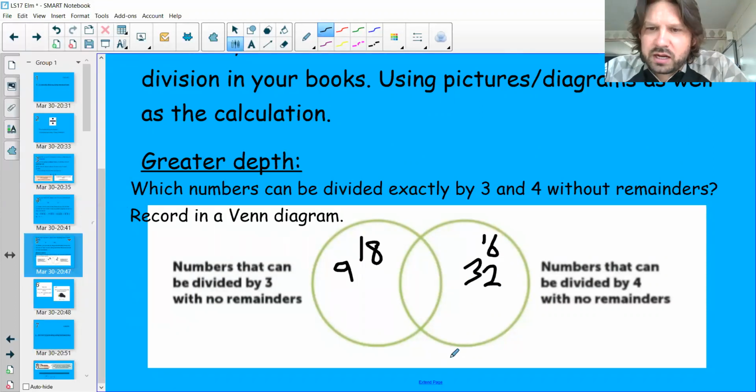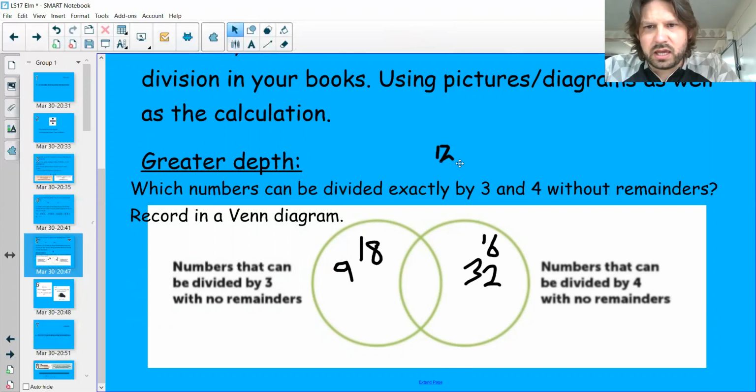Now, there are other numbers in there. Now, I'm going to say, for example, 12. Now, 12 is interesting because it is in the 4 times table. It is numbers that can be divided by 4, but it's also in the 3 times table. So it would go into the middle here because it's in this circle and it's in that circle, and that's how Venn diagrams work. So I'd like you to populate that with all the numbers that we've looked at today.